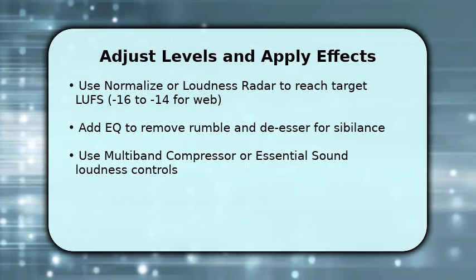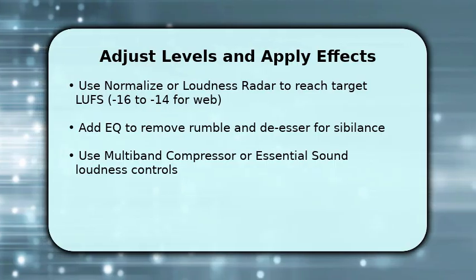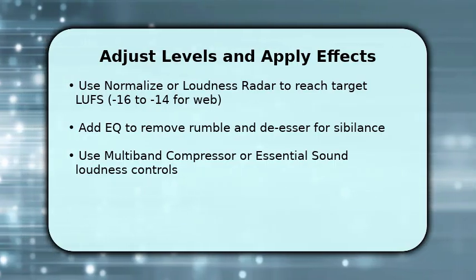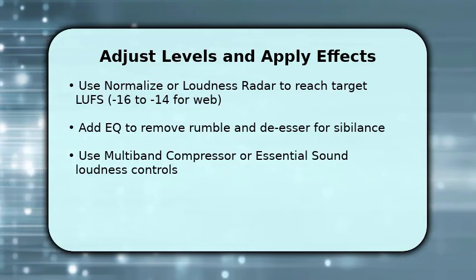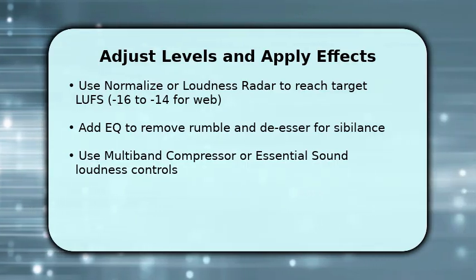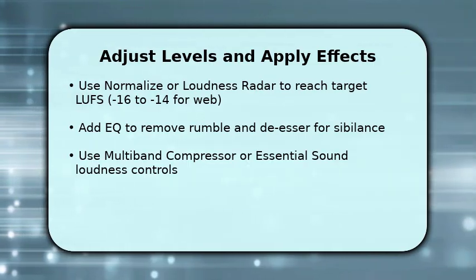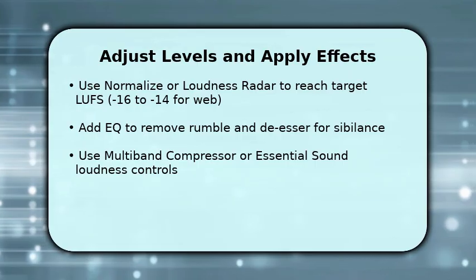You'll balance loudness and tone. Select clips and use Normalize or the loudness radar to target LUFS. Aim for platform-appropriate values, for example -16 to -14 LUFS for streaming. Apply EQ to roll off low rumble and boost presence between 2-6 kHz for clarity. Use a de-esser if sibilance appears.